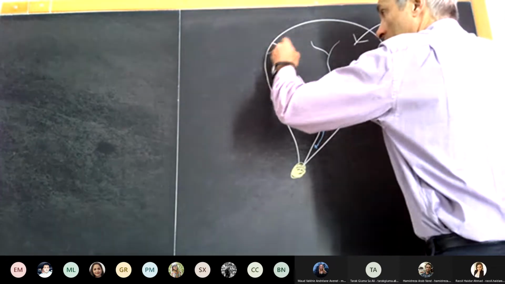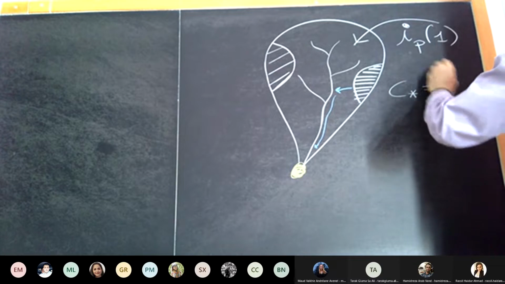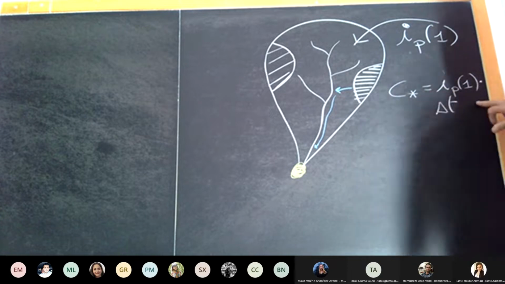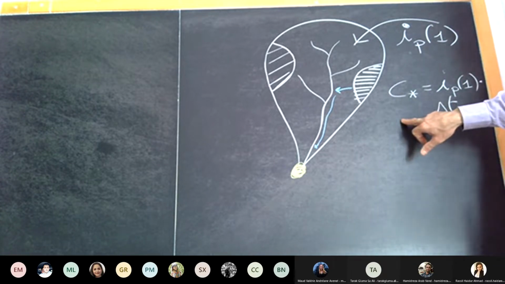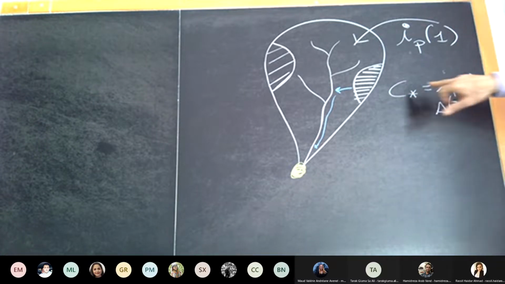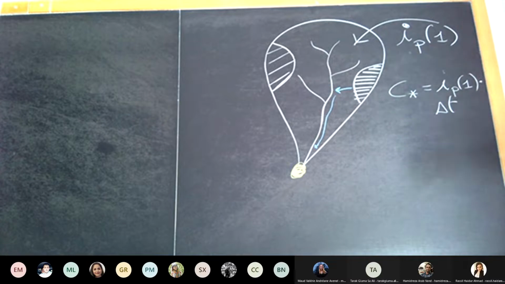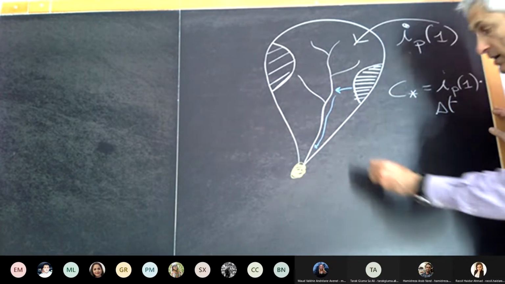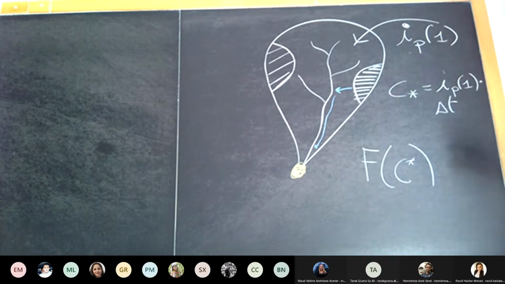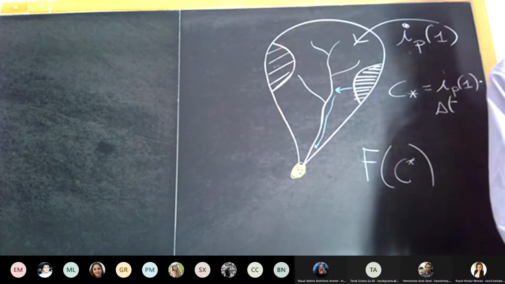How can I compute this fraction? Simply, I put C star equal to IP1 times delta T, because this is an intensity. So in order to get a length, the storage is measured as a length. We said in order to get a length, I have to multiply by the time step. I get a new value of C star, and then through the relationship, I compute the new fraction F C star, which now counts also this part.